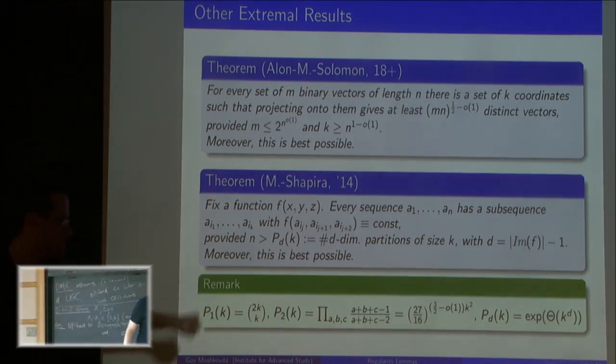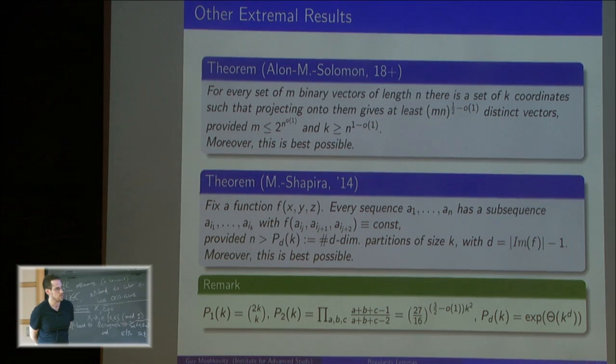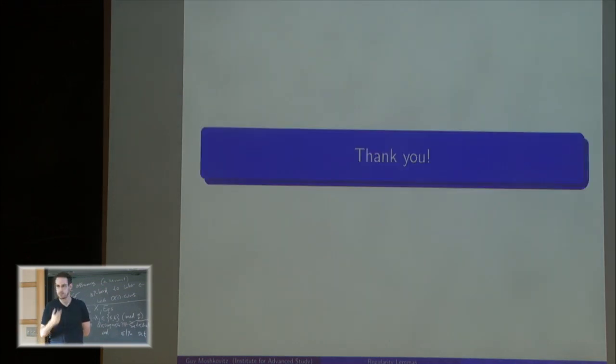And in particular, it gives a very neat asymptotic formula. For the d-dimensional case, for d greater than 2, it is not too hard to show that it's basically a constant times 2 to the k to the d, where this constant depends on d somehow. We don't know quite how. And that's also an open question, which I will be interested to know more about. So yeah, I'll stop here. Thanks.